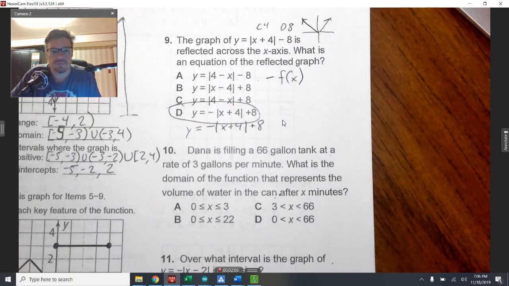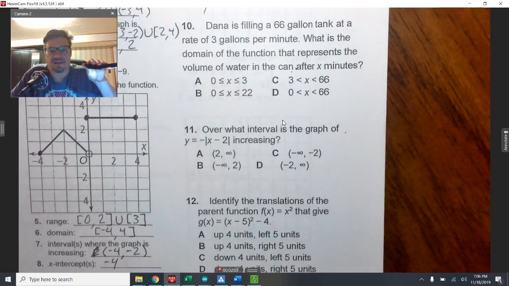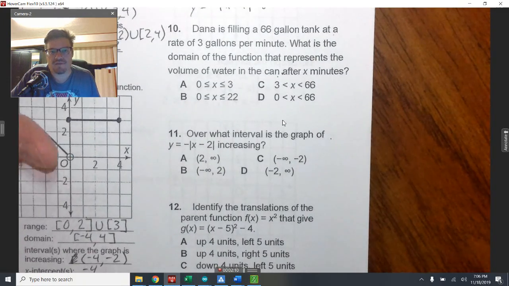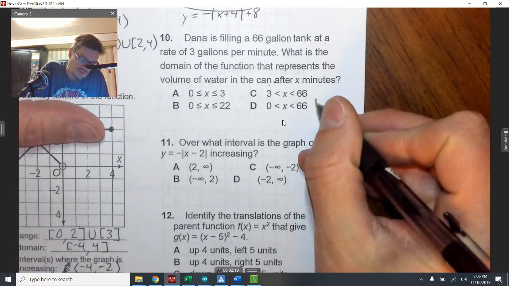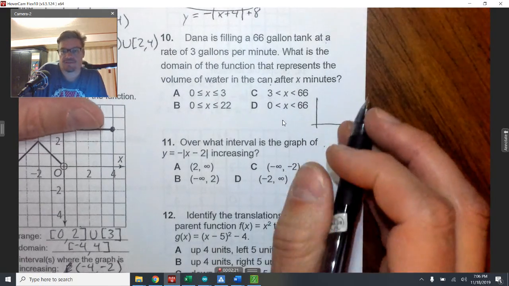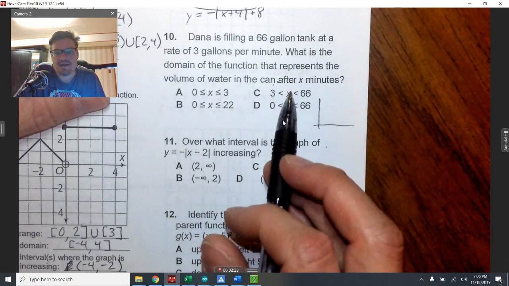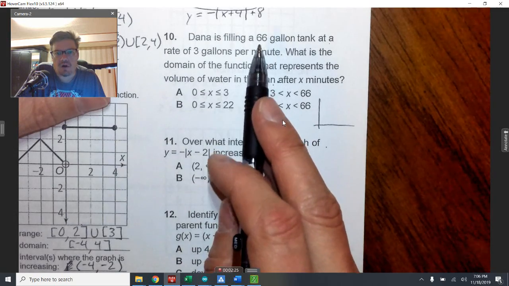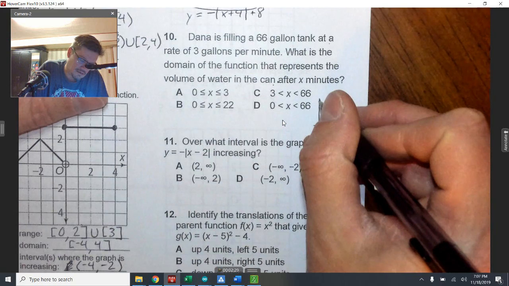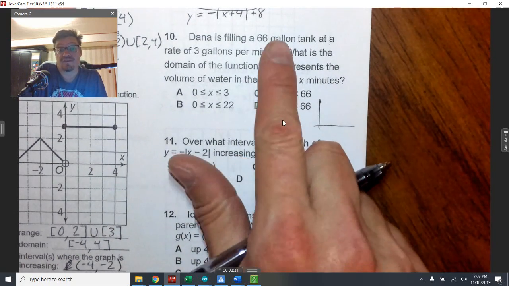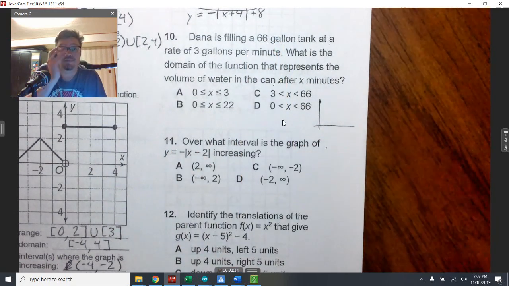All right. Number 10. Dina is filling a 66-gallon tank at a rate of 3 gallons per minute. What is the domain of the function that represents the volume of the water in the tank after x minutes? So time will flow in this direction. And we said that I start off with 66 gallons. No, it's filling. Okay, we're filling a 66-gallon tank.